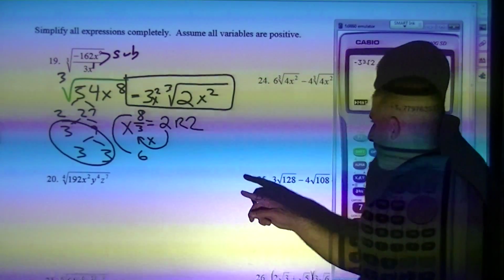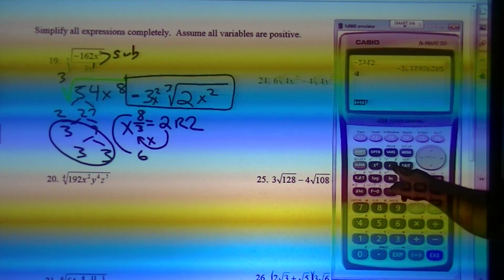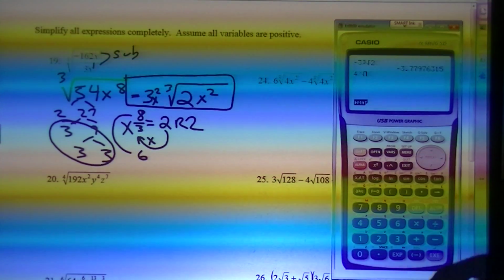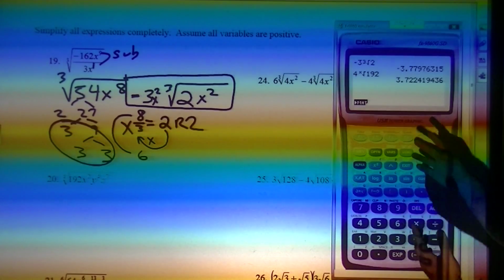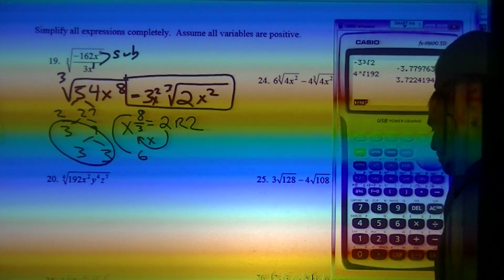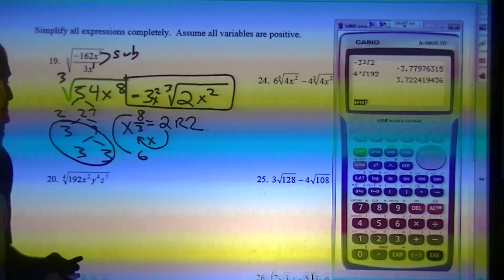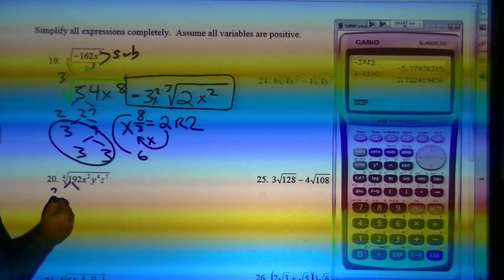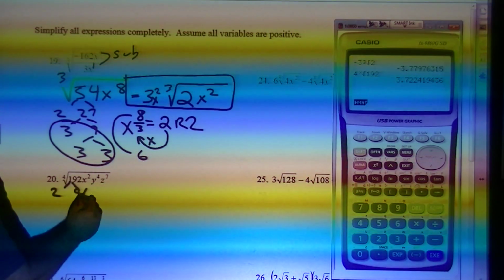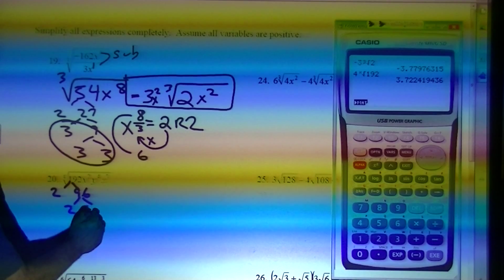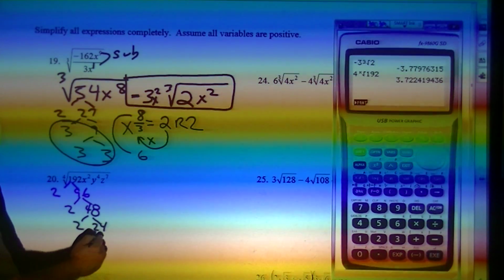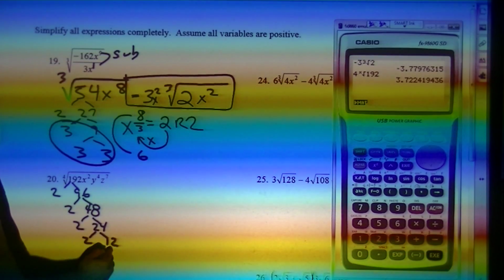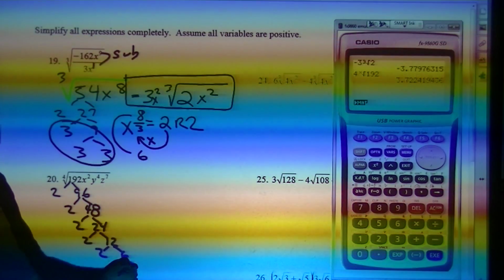Now, how you type the fourth root in: you type 4, then shift, and then 192. That will show you what that is, 3.72. So I should end up with that when I get done. All right, so 2, I believe this would be 96, 2 and 48, 2 and 24, 2 and 12, 2 and 6, 2 and 3.